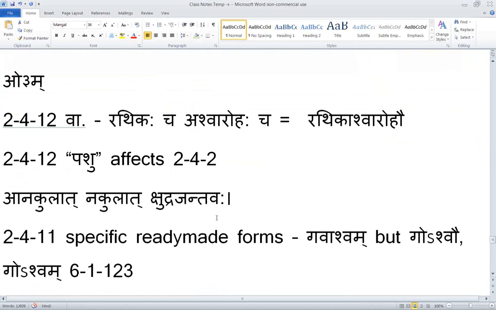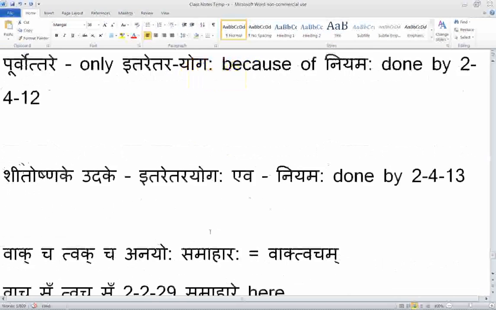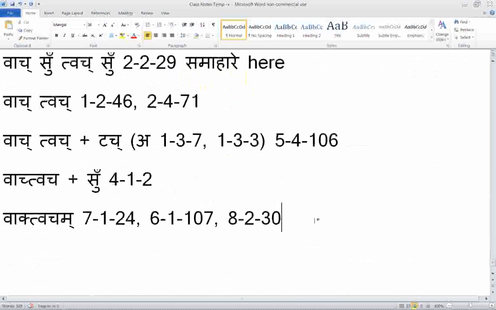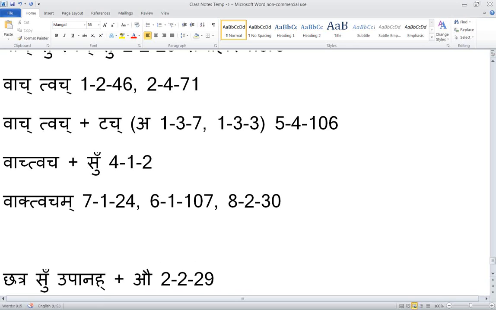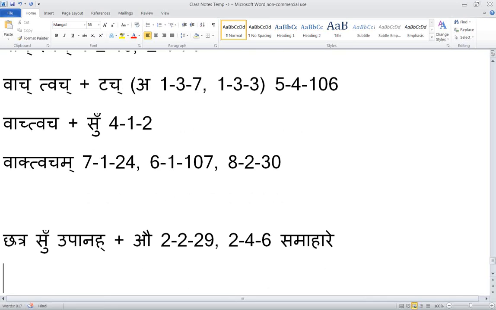The second example in the book is chatrancha upanahau cha. Similar steps. We can take chatra plus su, and upanah plus au, because there are two of them. Here I think we have to use chache dvandvaha, but by jatira praninam, this will be samahara. I told you, this samasa prakaranam is like an art form, it's not black and white. This is samahara.